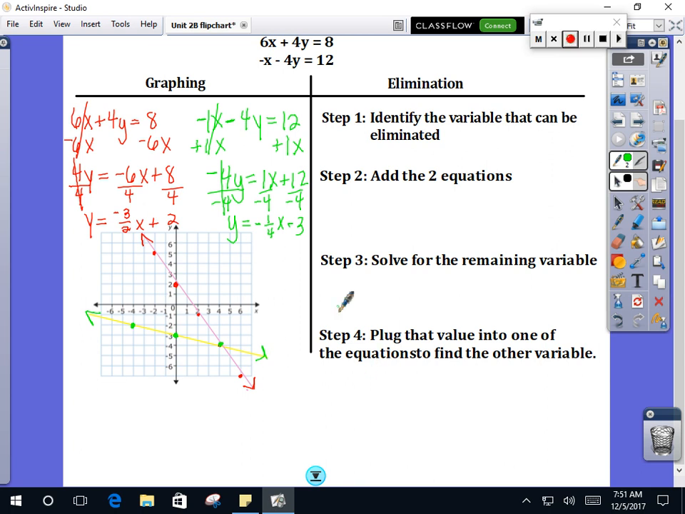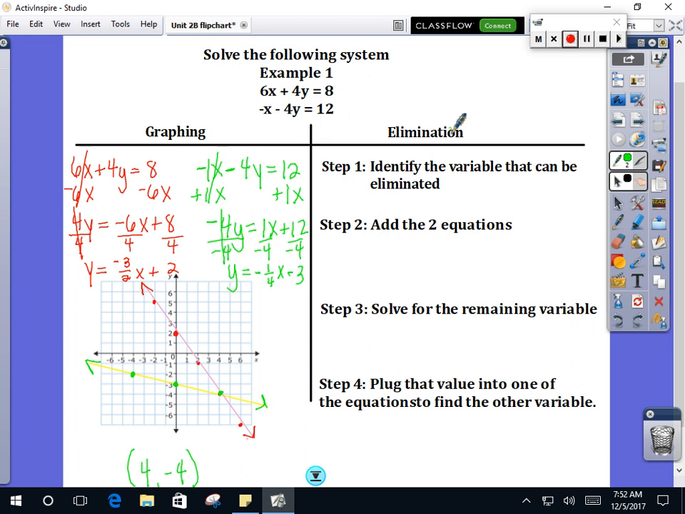Now that we have our two lines, we see that their intersection is right 4 and down 4, which is the ordered pair 4, negative 4. So that's just a review of graphing a system of equations. Now we are going to solve the exact same system by a new method, and the new method is called elimination.